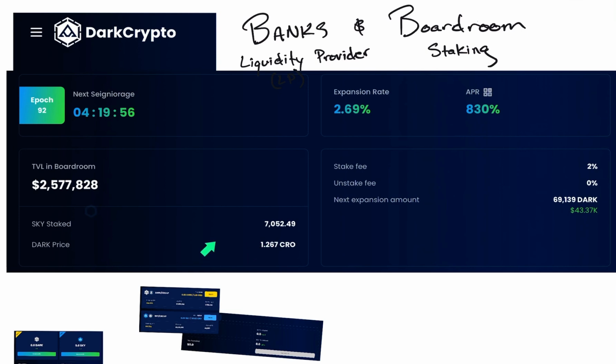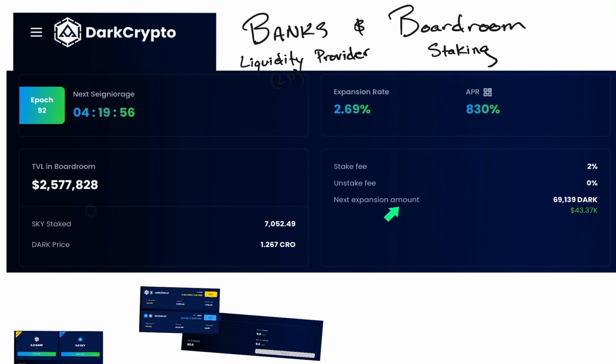Were the price of Dark below the value of one Crow, then boardroom would not be issuing Dark tokens as rewards. Now over here you see stake fee. So kind of as a tax for entering your Sky tokens into the boardroom, staking them up in the boardroom, you pay 2% on that. And Dark Crypto uses that to buy back Dark tokens. And the unstake fee is 0%, so you will pay no fee to remove your Sky from the boardroom.